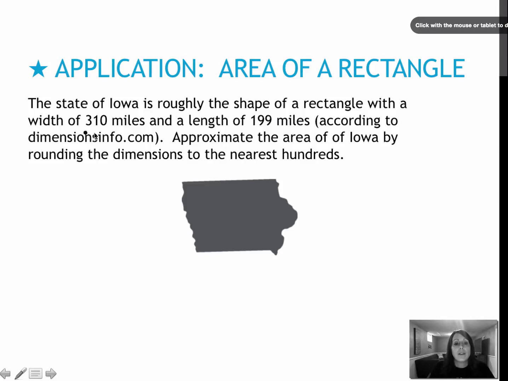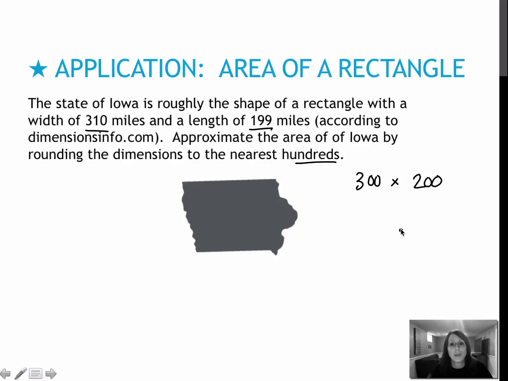The width of Iowa is 310 miles, according to dimensionsinfo.com, and the length is 199. And we're going to round those dimensions to the nearest hundreds and then multiply. So instead of finding the exact answer, we're going to estimate the area of Iowa. So 310 rounded to the nearest hundred would be 300. I'm going to multiply that by 199 rounded to the nearest hundred, which is 200.